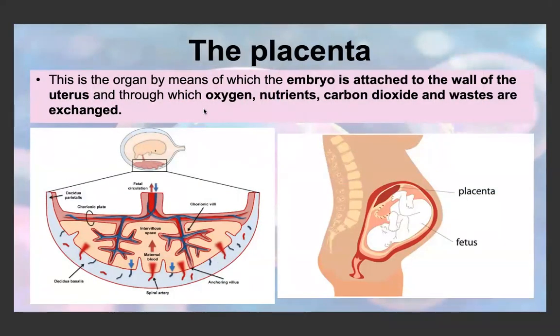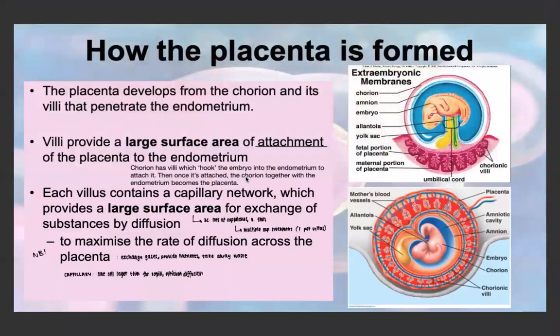The placenta is the organ by means of which the embryo is attached to the wall of the uterus, and through which oxygen, nutrients, carbon dioxide, and wastes are exchanged. So we can understand that oxygen and nutrients are given to the baby by the mother, and the baby's carbon dioxide and its wastes are exchanged out back to the mother, who will then excrete it from her body.